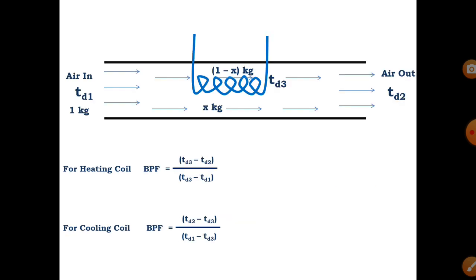Now when you have to calculate the surface temperature of the coil, or what you can say, the apparatus dew point temperature, you need to use the term bypass factor. Now what is a bypass factor? This is just for general information, you don't need to do it in the solution. See, this is the passage.